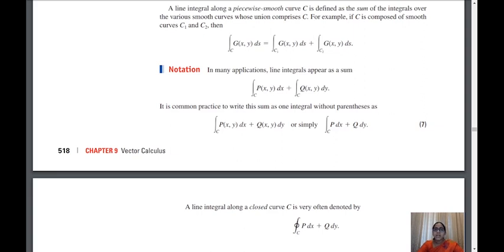Mostly at the application level, the calculation will not be of the form g of xy ds. It will be like this: integral over c p of xy dx plus integral over c q of xy dy. Now we won't write it in separate sums, we usually write it together. That is integral over c p of xy dx plus q of xy dy. Just now we had seen an example; most of the problems at the application level will be of this form.